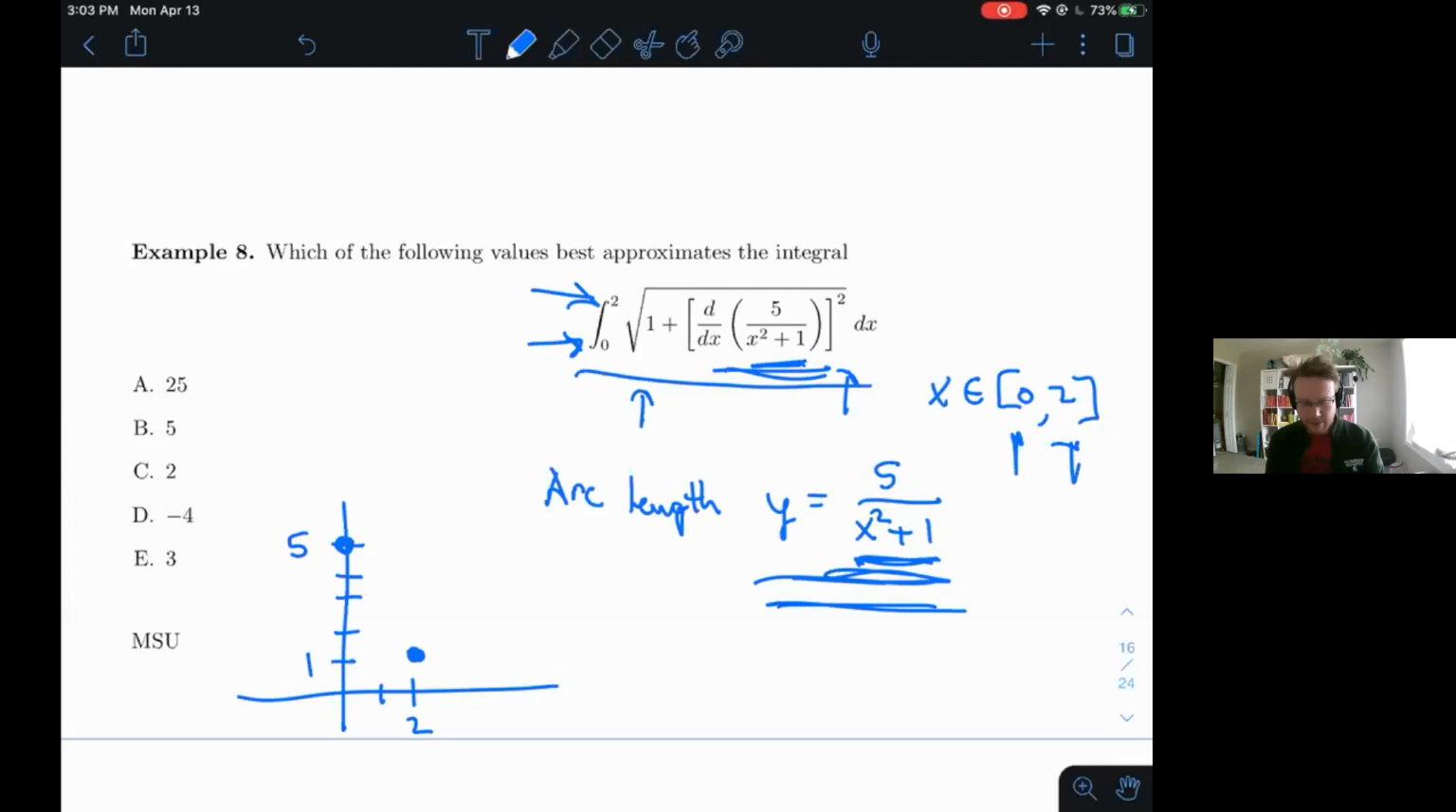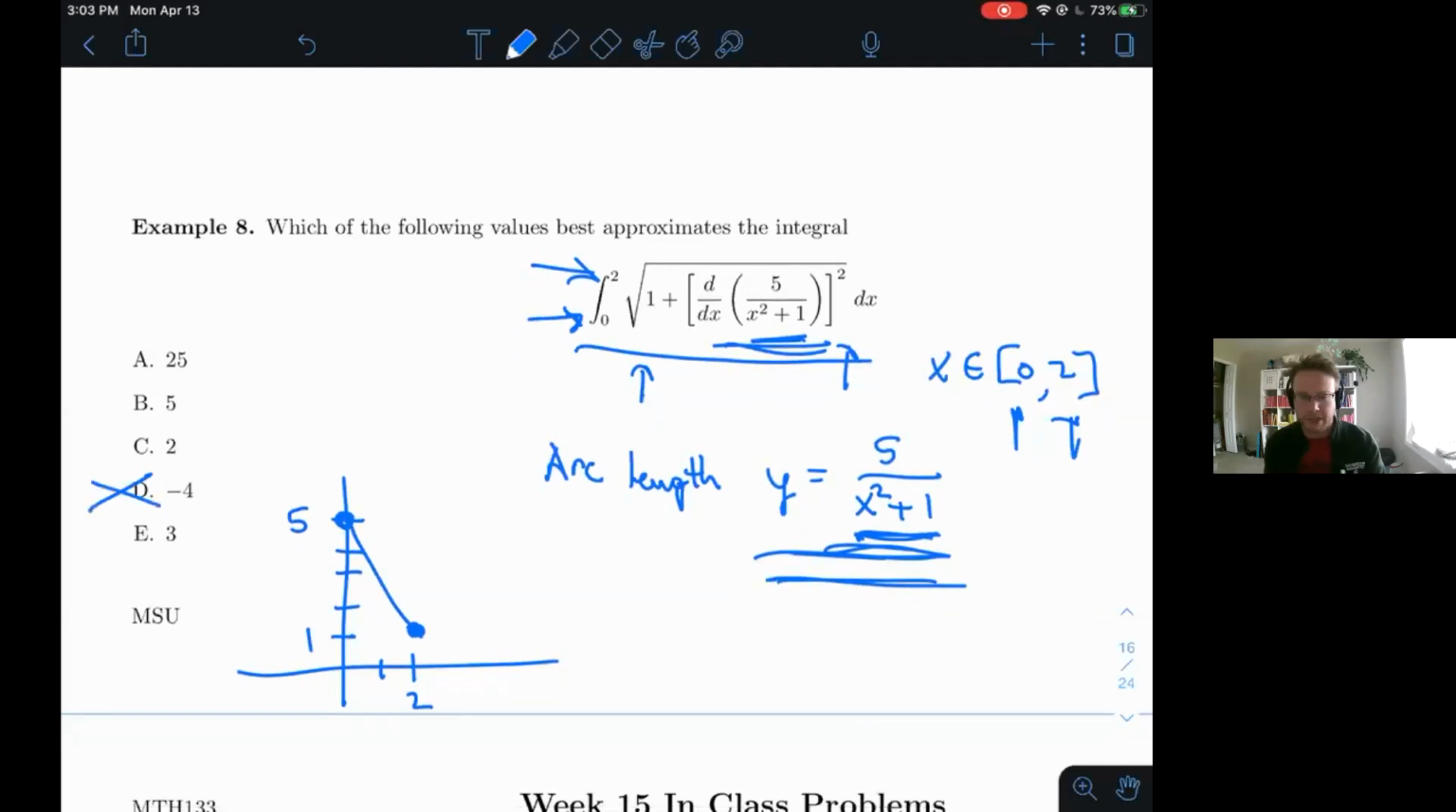Again, this isn't going to be a straight line. It's going to have some curvature to it. But if we just want an approximation, a good starting point would be, how long is the direct line going from this point to this point? So for instance, right now I can already tell you that D is completely unreasonable.